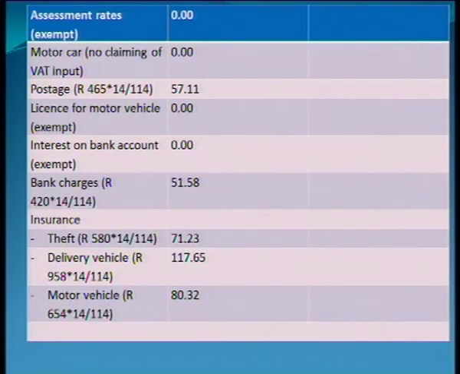You can't claim VAT. Your interest on bank account is also exempt. Your bank charges, it's taxable because there is VAT in there. And then your insurance, you can claim VAT on it as well, 71.23. Your delivery vehicle and your motor vehicle.